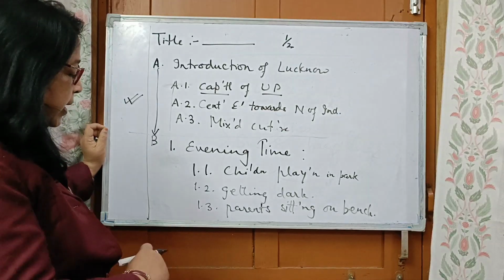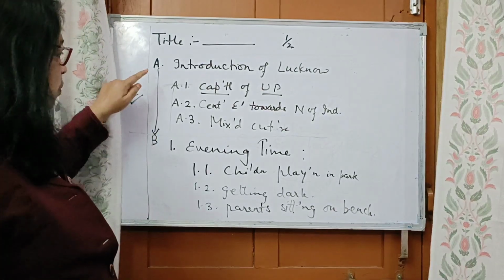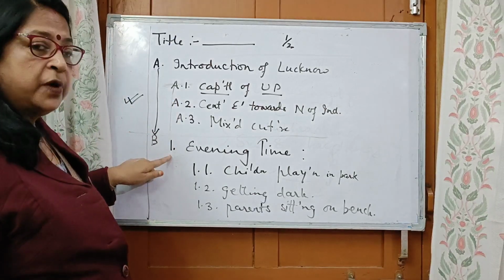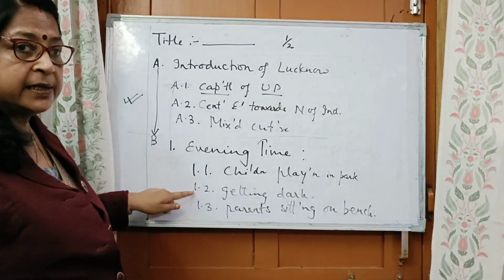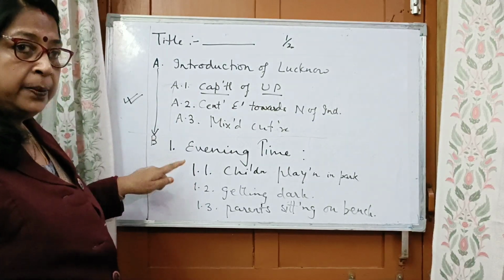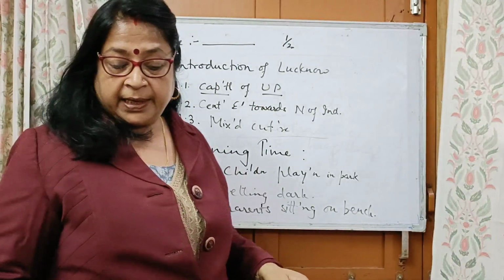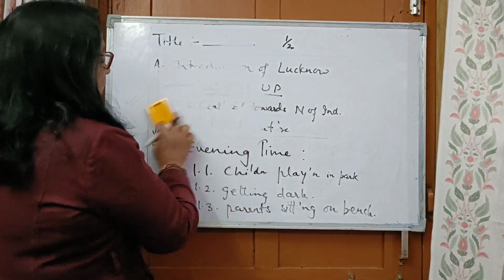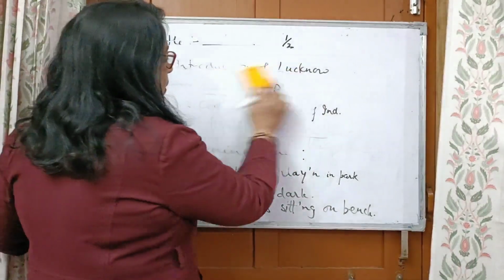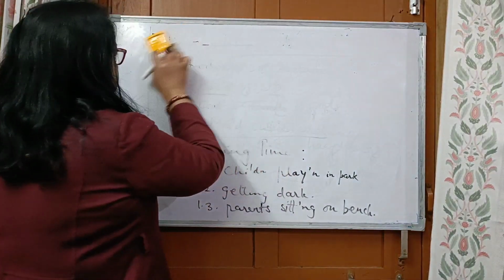Now you can get an idea how it is going. You can use A.1, you can use 1, 1.1, 1.2, 1.3. You can even use bullets to make the note making perfect. Now while doing this, when you have completed the entire paragraph, now comes the time of summary writing.